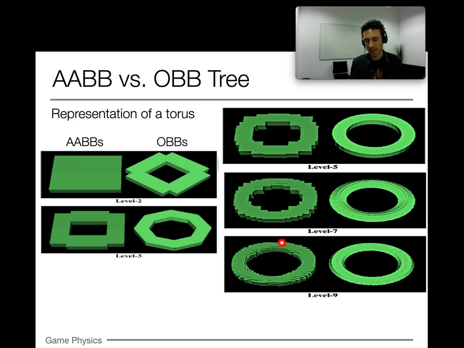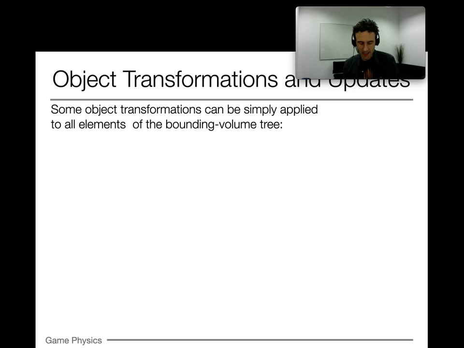And here at level 9, finally we're starting to really see the torus shape that we're interested in. I don't have the exact numbers of how many primitives are used in each case, but you can roughly guess from the level here how many there are. Yeah, some closing remarks on these data structures.